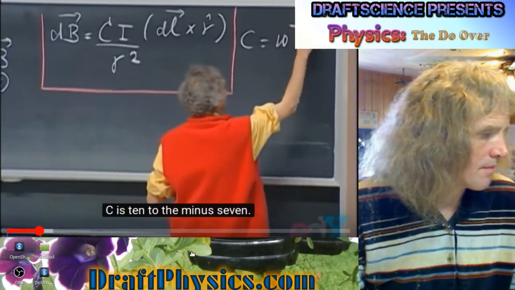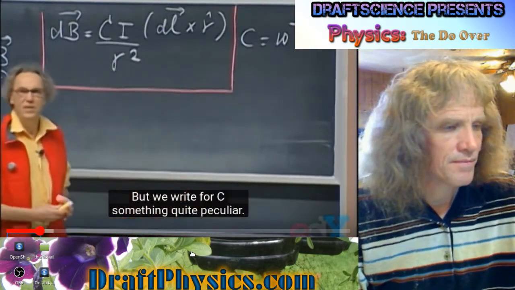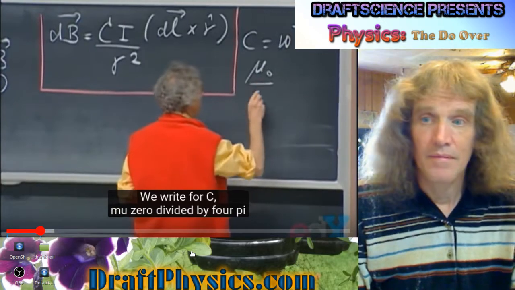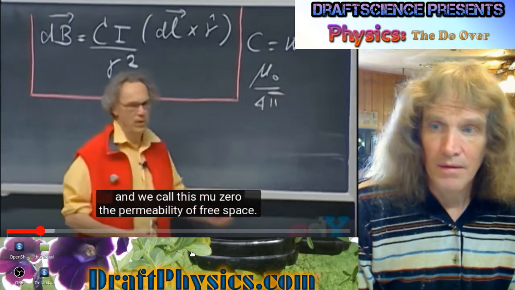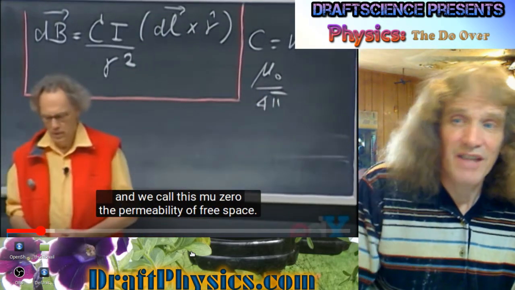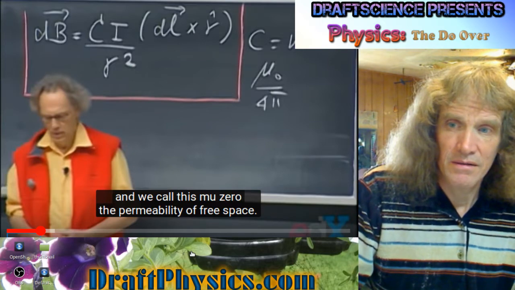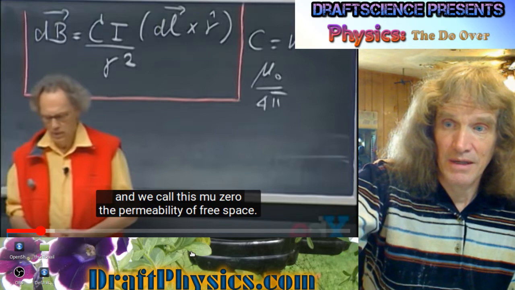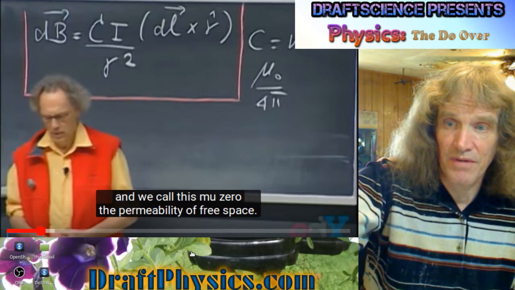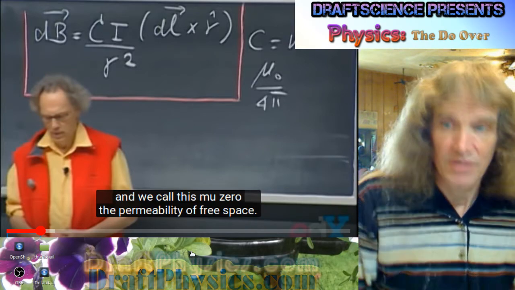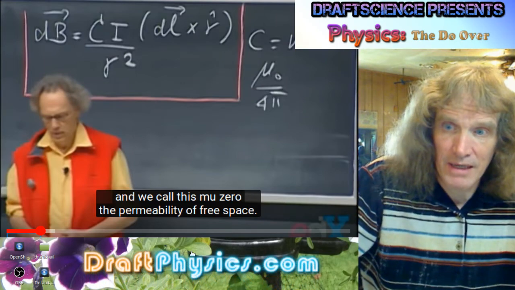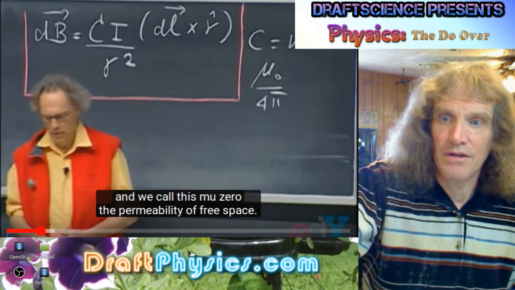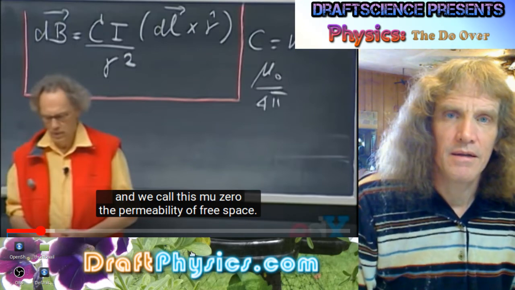C is 10 to the minus 7, but we write for C something quite peculiar. We write for C mu 0 divided by 4 pi, and we call this mu 0. Right, which is just insanely irritating. That they would take a number, a constant, and then they replace it with something as bizarre as mu 0 divided by 4 pi, just to make a mess out of it. I mean, just to make it incomprehensible. So you just take the number 58, and then you turn it into mu 0 over 4 pi.